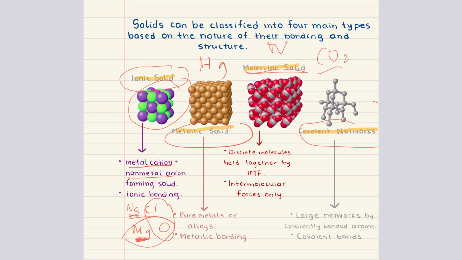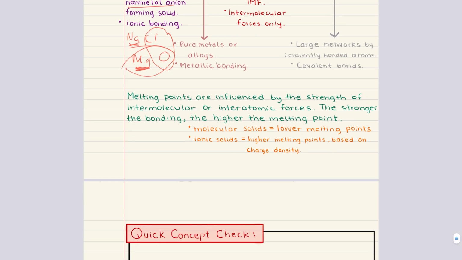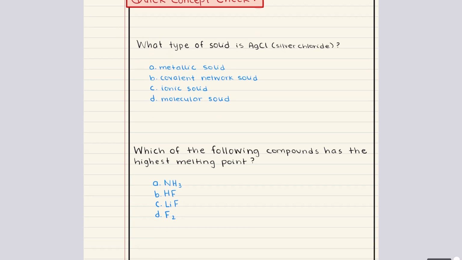So to summarize, the strength of bonding within a solid directly influences its melting point. Molecular solids have the lowest melting points because they are held together by weak intermolecular forces. Ionic solids have higher melting points with their strength depending on charge density. Metallic solids also can vary widely in melting point depending on the strength of metallic bonding. And covalent network solids typically have the highest melting points because breaking them requires disrupting an entire network of covalent bonds. Now that we understand how to classify solids and their relative melting points, let's go ahead and apply this knowledge in tackling a couple of practice problems.